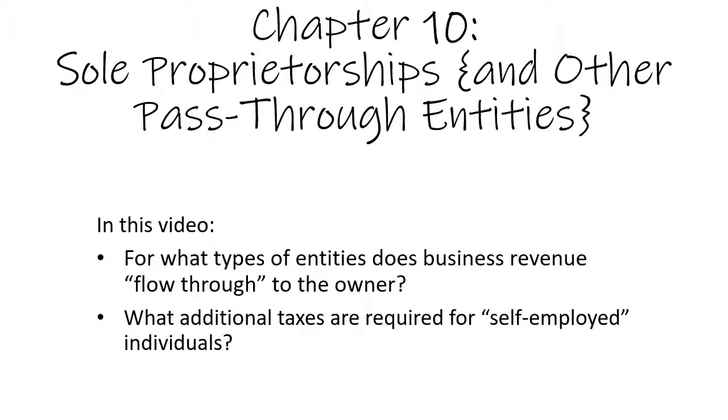In Chapter 14, we examined the individual tax formula, starting with the different filing statuses, moving to the computation of taxable income, and finally, computing the tax liability based on that taxable income. In this unit, we look at sole proprietorships, which can provide an additional source of income to a taxpayer. In this video, we'll look at the proprietorship, and we'll also look at what additional taxes are required for self-employed individuals.